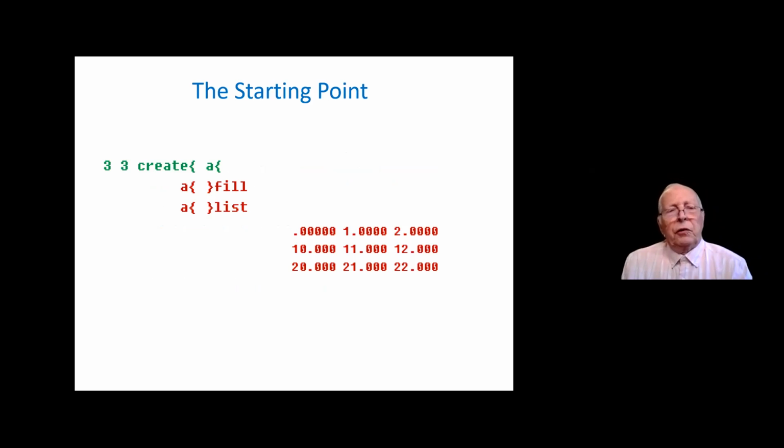Our starting point is to create a matrix. The top left, we see 3, 3, create A brace. We have now created the matrix A. We'll fill it with a series of numbers. In this case, each cell contains its row and column number. The top left is 0, 0. The bottom right is 22, which means the second row, second column.